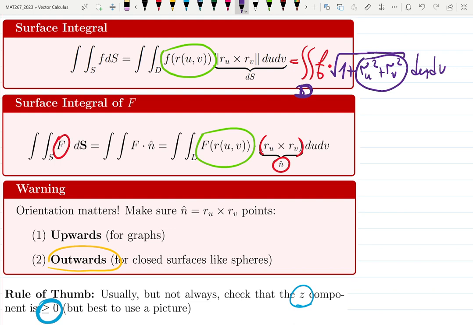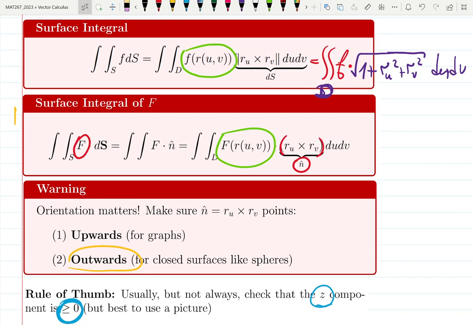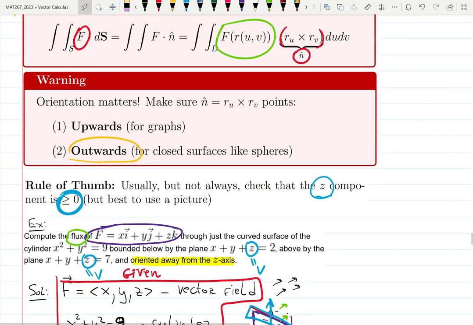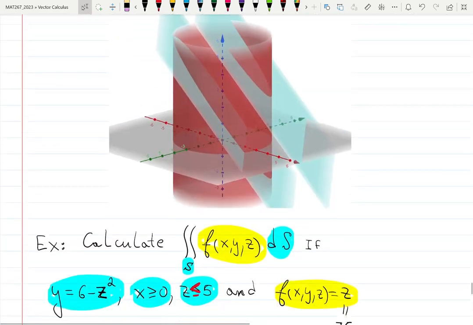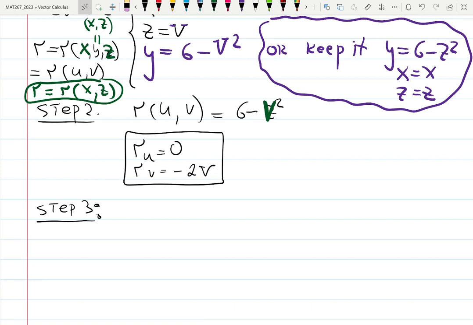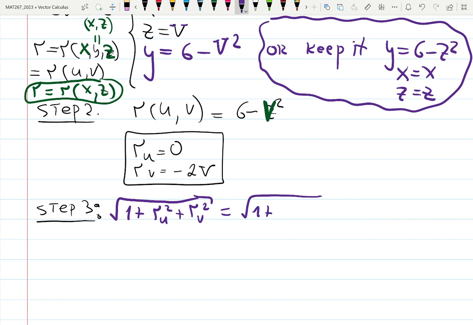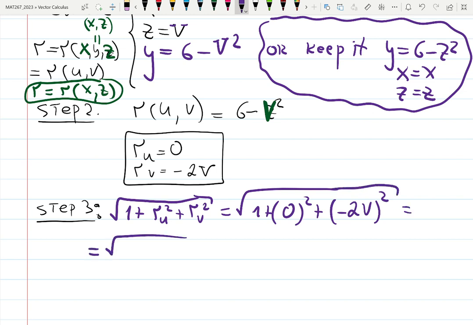This way you don't have to find cross products. Isn't it awesome? If you already have the function given so nicely, as we have here, y equals blah blah blah, or f equals blah blah blah, then we can use this formula. So the square root of 1 plus r_u squared plus r_v squared will be the square root of 1 plus 0 squared plus negative 2v squared. That gives me a pretty nice answer. And this goes inside the integral with the tail at the end, du dv. So this is 1 plus 4v squared.